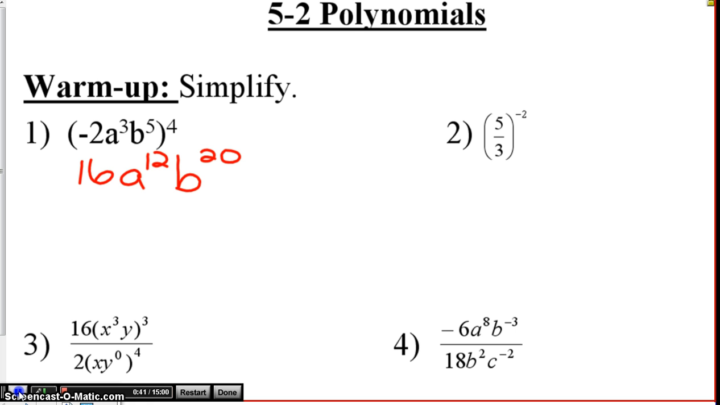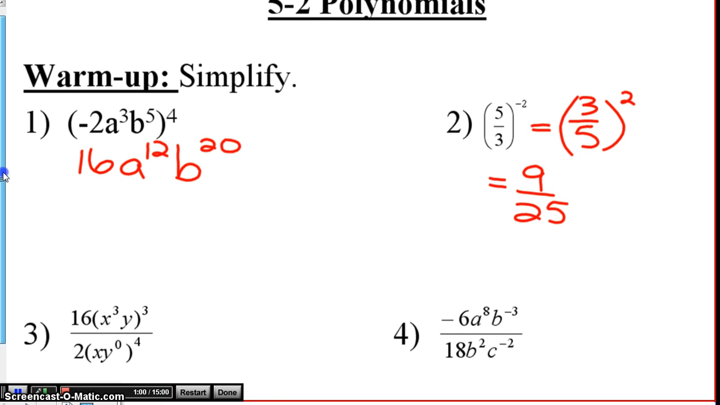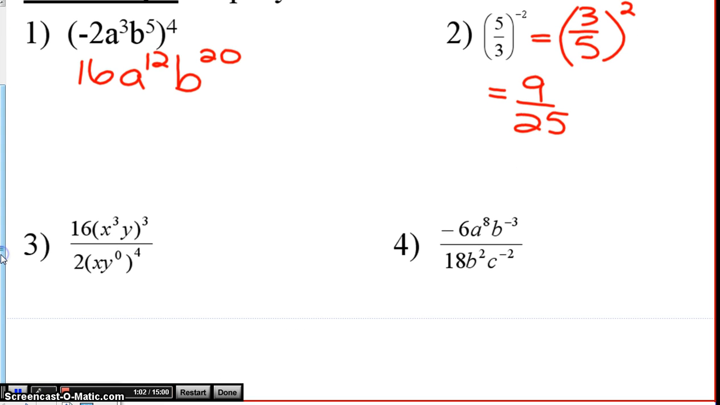If we go over to number 2, again, we have a power of a power, but our exponent on the outside is negative. So in order to make our negative exponent positive, we flip our fraction. So then we can square 3/5 and we get 9/25.